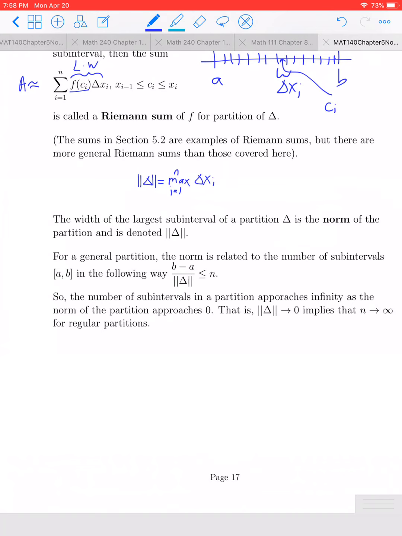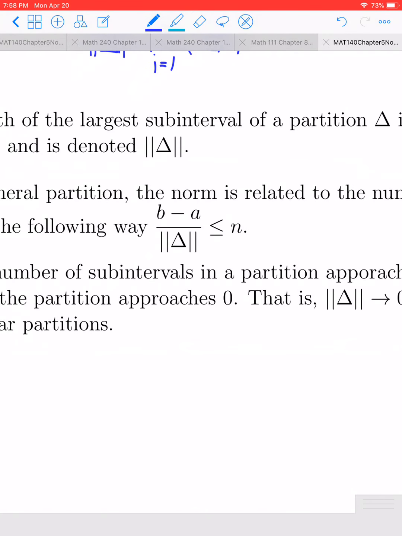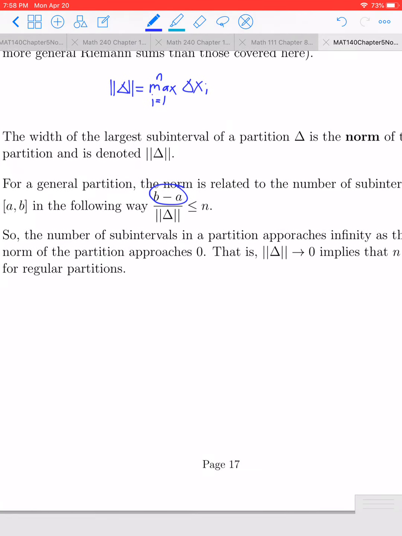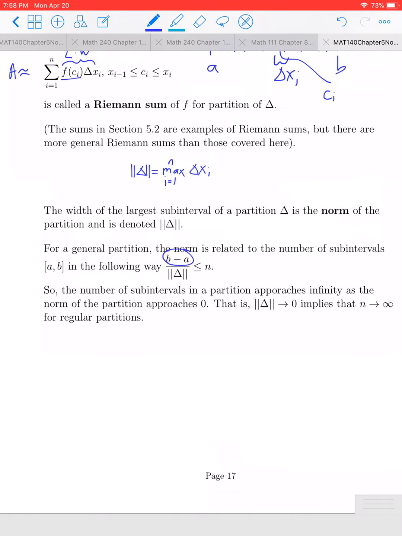For a general partition, the norm is related to the number of subintervals in the interval a to b in the following way. If you take the width of the interval, which is b minus a, and you divide it by the norm of the partition, this will be less than or equal to n. So the number of subintervals in a partition approaches infinity as the norm of the partition approaches 0. That is, as the norm approaches 0, this will imply that n will approach infinity for regular partitions.